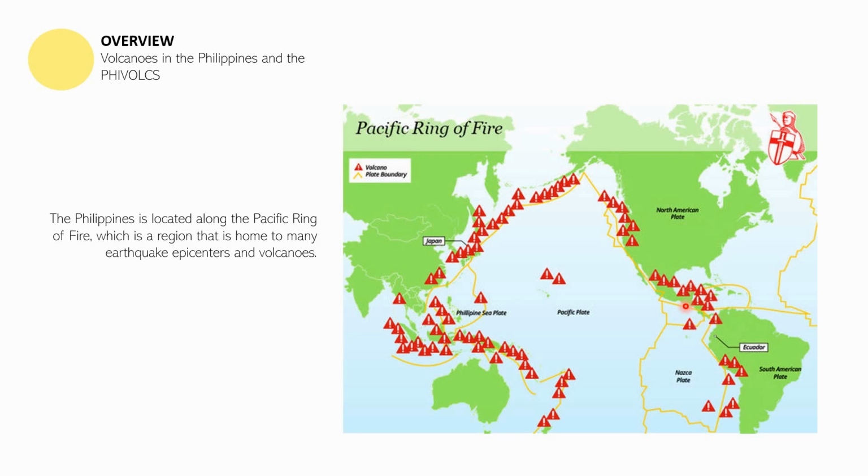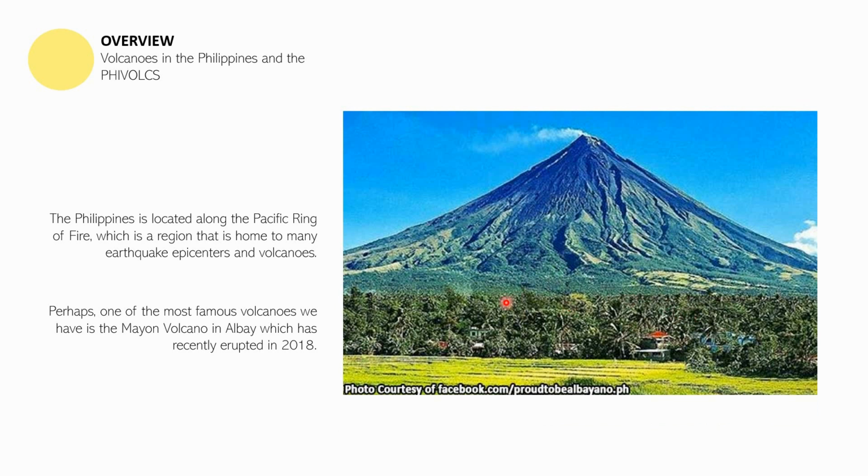Okay, one of the reasons, fault lines. We have many fault lines in the country. Now, a famous volcano in the country is the Mayon volcano. It is located in Albay, and its most recent eruption was in 2018. The Mayon volcano is known for its perfect cone, which is very beautiful. This adds to the natural beauty of the place, Albay, and it has actually been one of our major tourist attractions in the country.